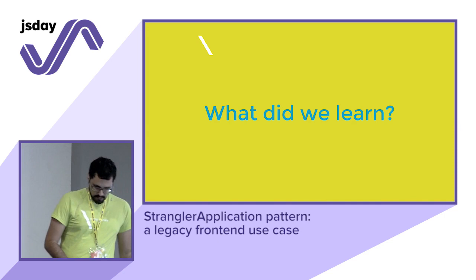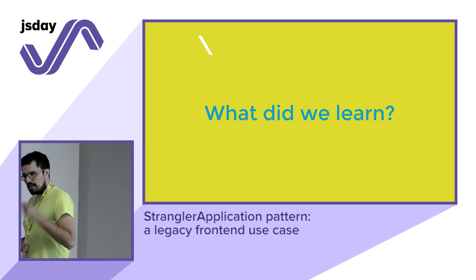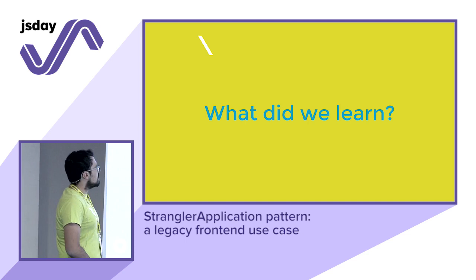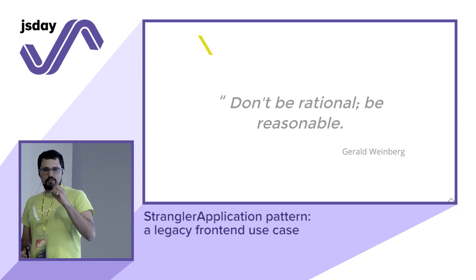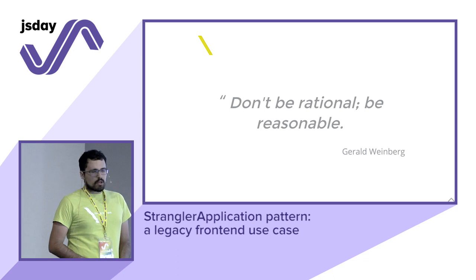This is how we did this thing, and how we are doing this thing. But what did we learn? The first thing that we learned is don't be rational, but be reasonable. When you need to solve this kind of problem, sometimes you need to think out of the box, because this is not the perfect solution.